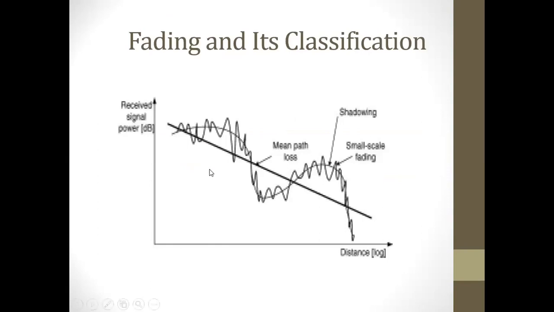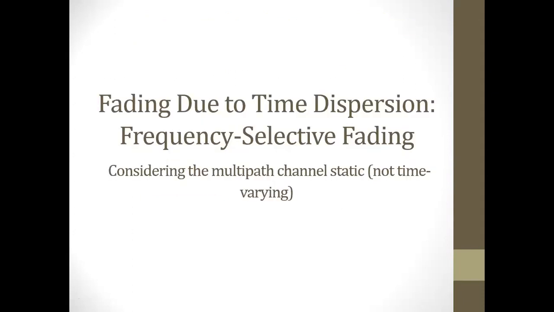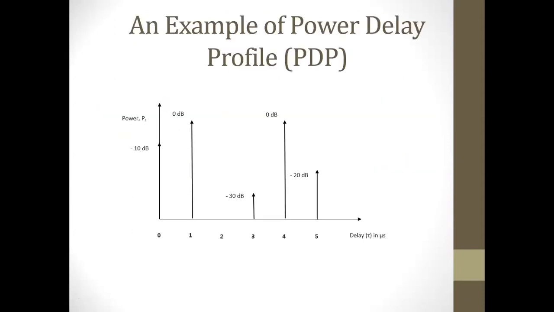We'll come back to this figure later. Now these different versions, since they arrive at different time instances, because they need different time to get to the receiver, different time for propagation, so they have different delays.